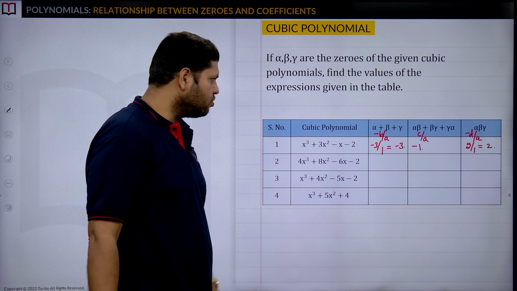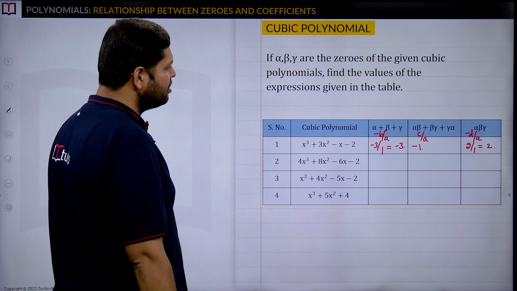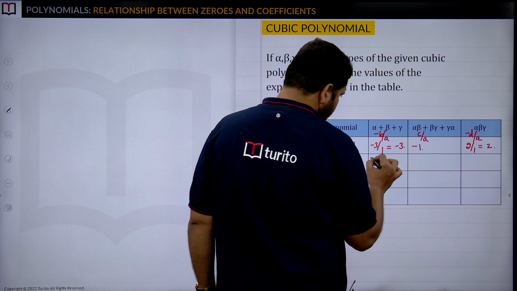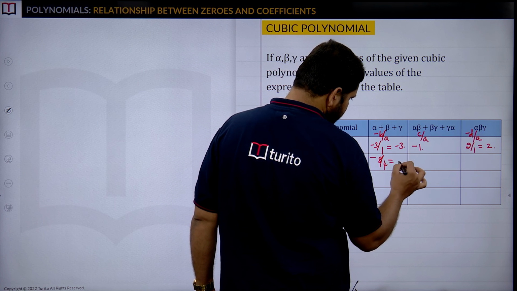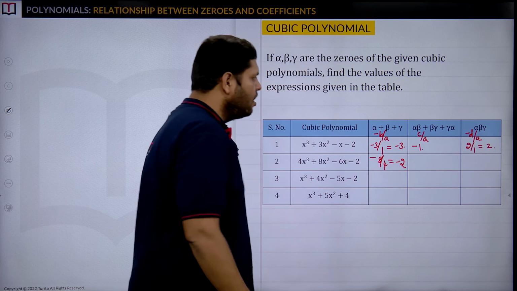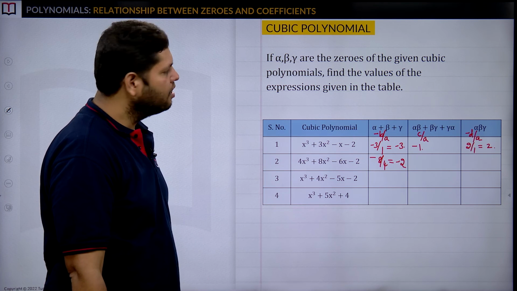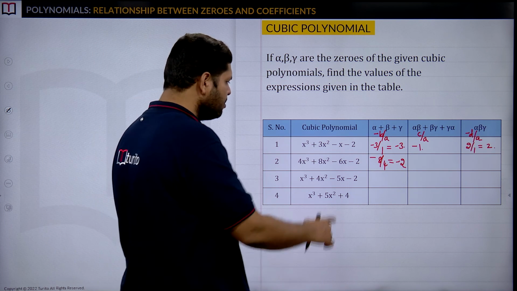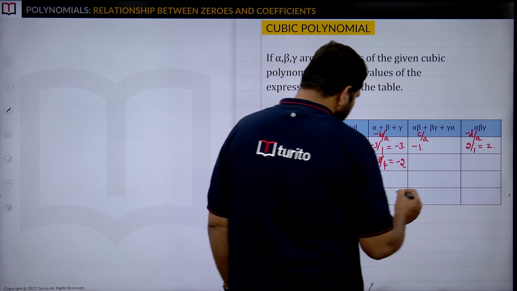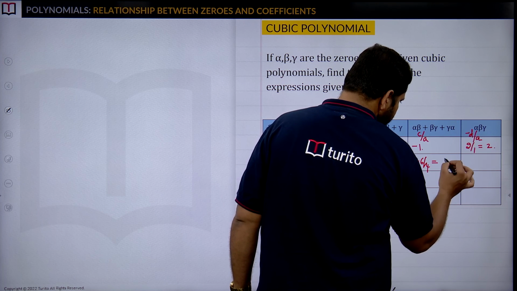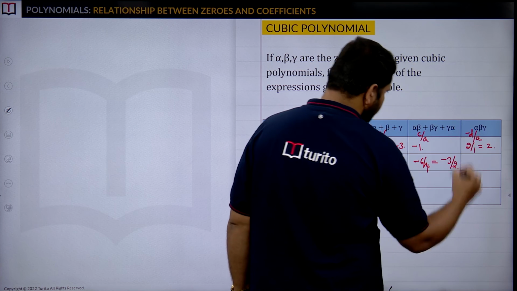Next, children, see the second question. Again, alpha plus beta plus gamma value. So, minus b by a. So, minus 8 by 4. So, this is what? It is minus 2. Alpha beta plus beta gamma plus gamma alpha. What is the value, children? It is c by a. c is nothing but minus 6. Again, a is nothing but 4. So, we can say minus 6 by 4. So, this is what, children? It is minus 3 by 2.